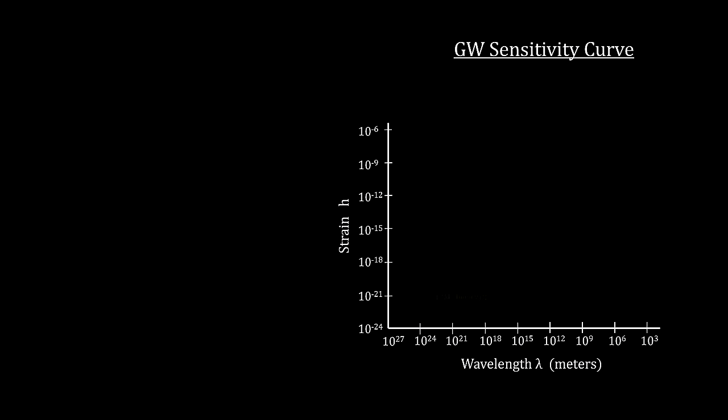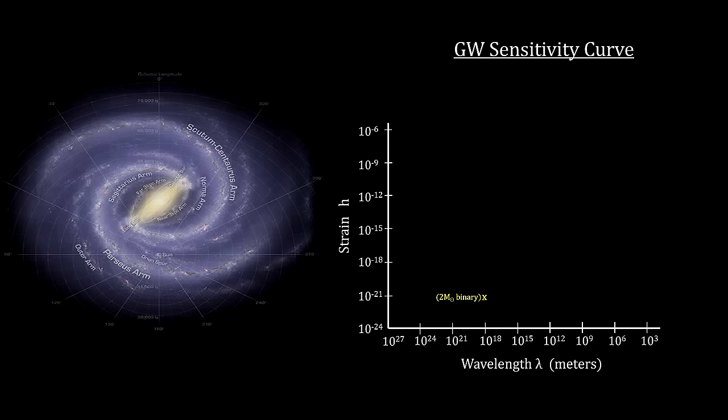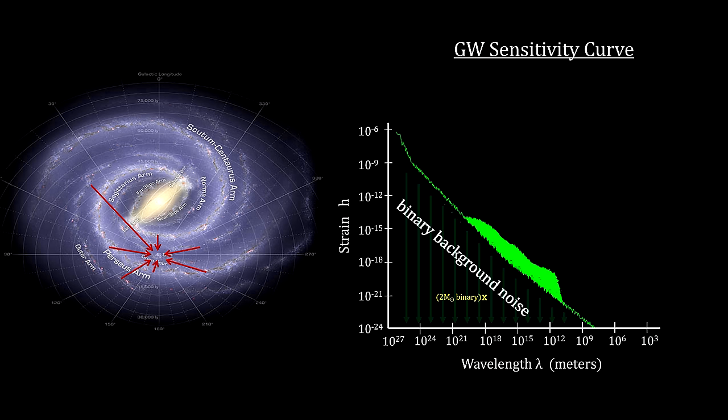Here is where this data point fits on a graph with wavelength decreasing along the x-axis and amplitude increasing along the y-axis. Binary systems like this one are plentiful and all around us. There are literally billions of them, sending gravitational waves our way from every direction. But the gravitational waves they create are weak and totally indistinguishable from one another. They just wind up contributing to a background noise level.